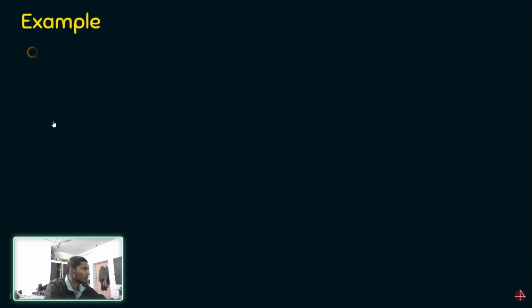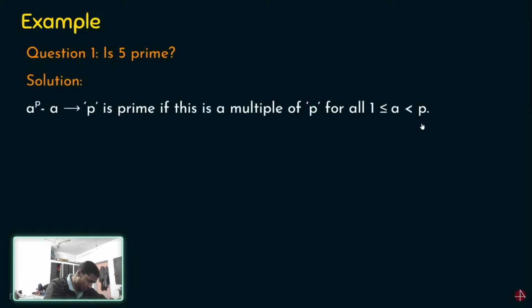Let's see some examples. Let's focus on the first example: is 5 prime? I'm taking a small number so that you can easily understand the algorithm. Let's solve this now. From the question, it is clear that p is 5. We are going to determine, is this a prime number? So let's take a from 1 to less than p, which is 4. We are going to do this operation a power p minus a for a equal to 1, a equal to 2, a equal to 3, and a equal to 4, because the value of a is greater than or equal to 1 and less than p. Since we have taken p equal to 5 here, a is going to take values from 1 to 4. Let's start with a equal to 1.